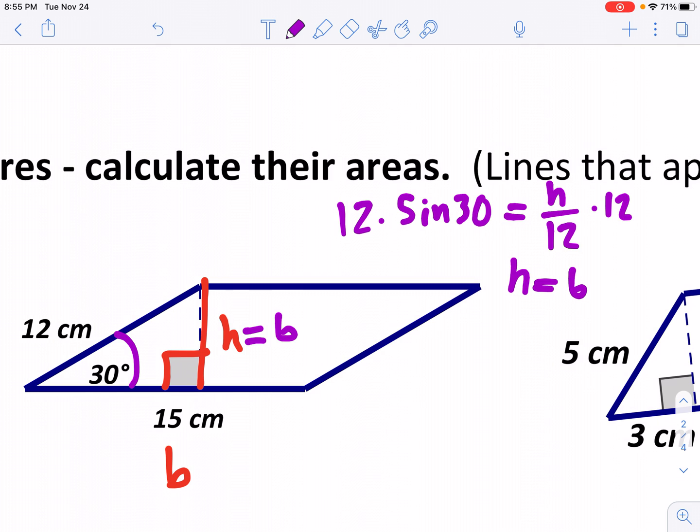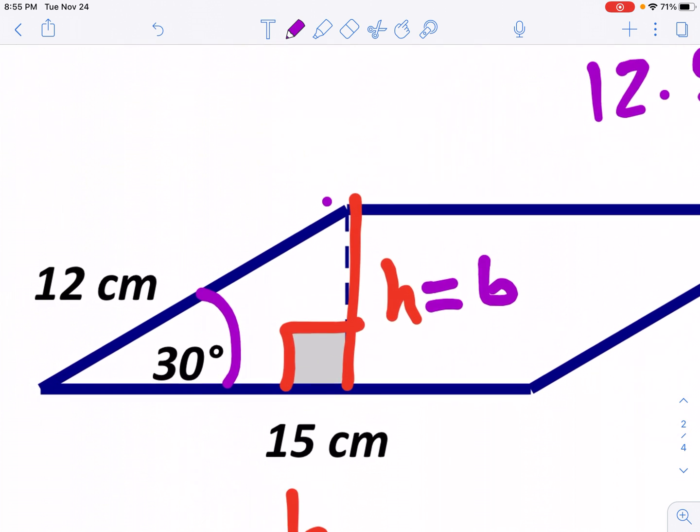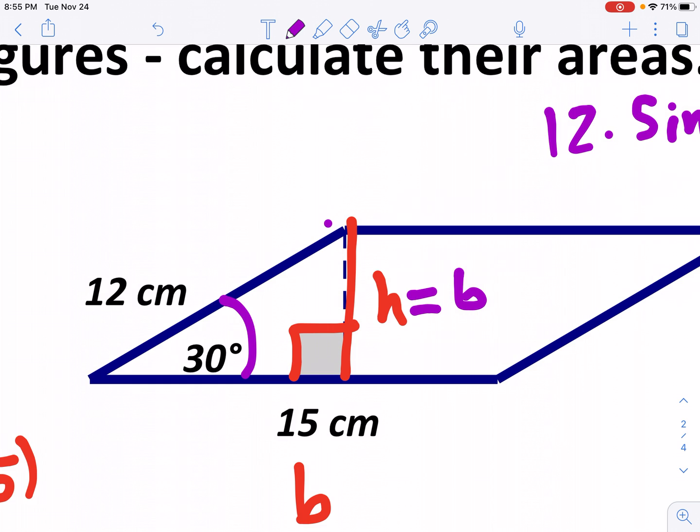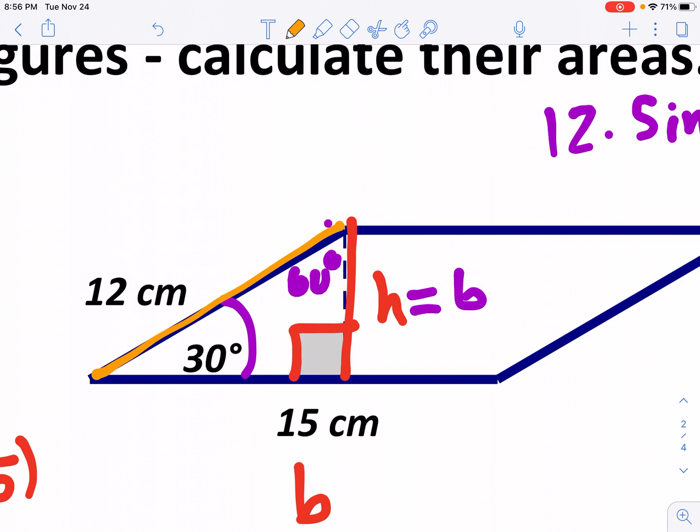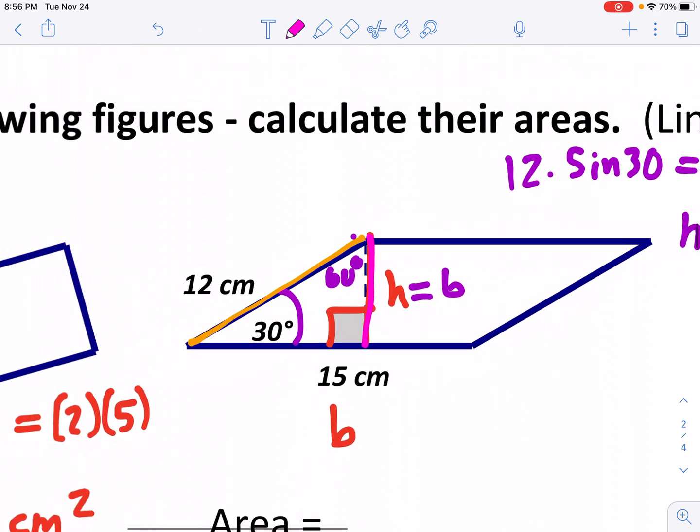Now, that's one way to think about it. Another way to think of this is if this is 30, this is 90, doesn't that mean that this guy has to be 60 degrees? Yeah, it's a 30, 60, 90, right? So remember, going back to our 30, 60, 90 degree triangles, the hypotenuse is always double whatever the shortest leg is, which in this case happens to be our height. So if it's double the height, that means the height has to be 6, because 6 times 2 is 12. So that's just another way to look at it, but we still get 6.